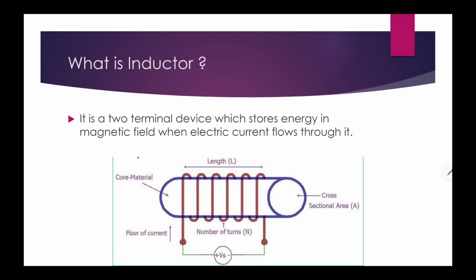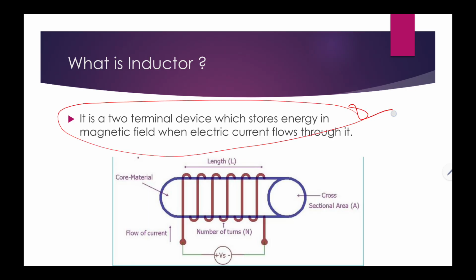So this is the first slide of inductor, in which I've added the definition part and a simple basic diagram. So what is the definition of inductor? It is a two terminal device, meaning it has a first terminal and a second terminal, which stores energy. So the basic thing is, inductor stores energy. The highlighted point is this: in the magnetic field, when electric current flows through it.